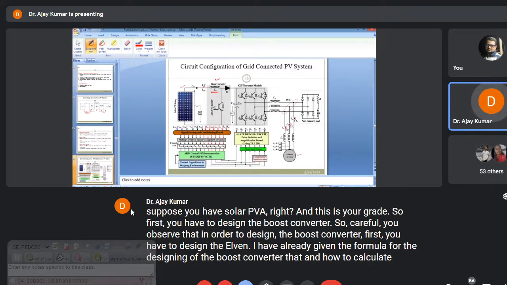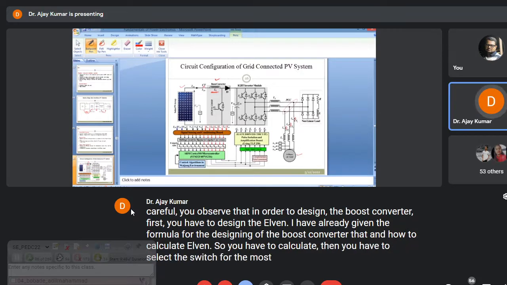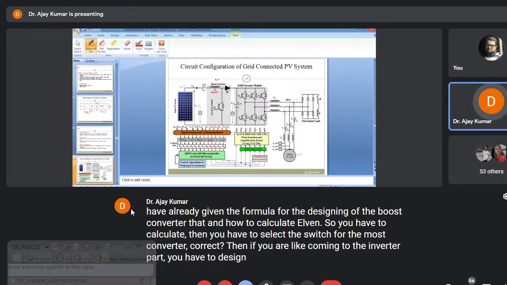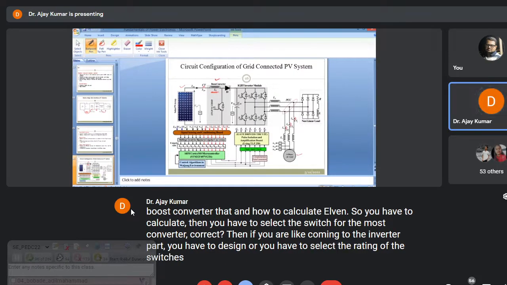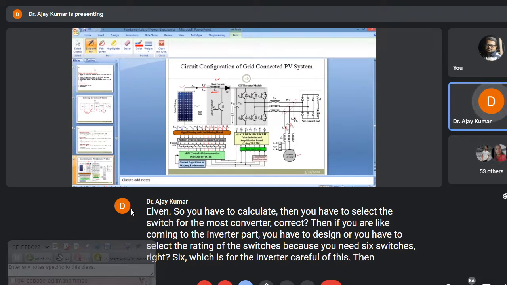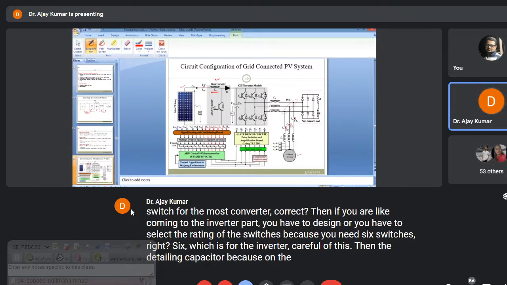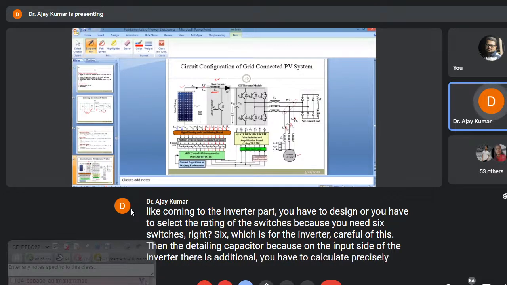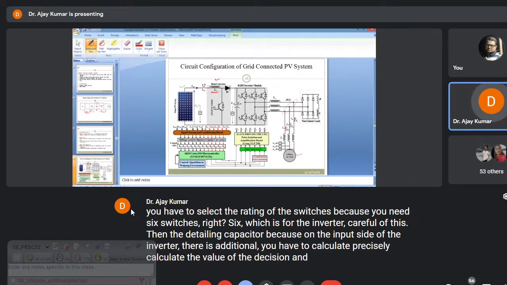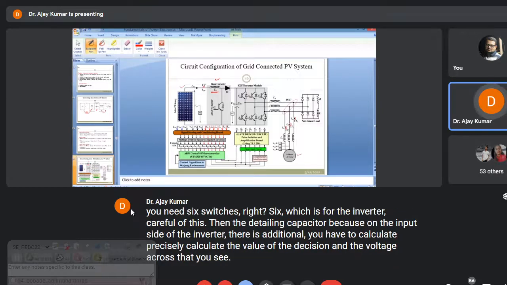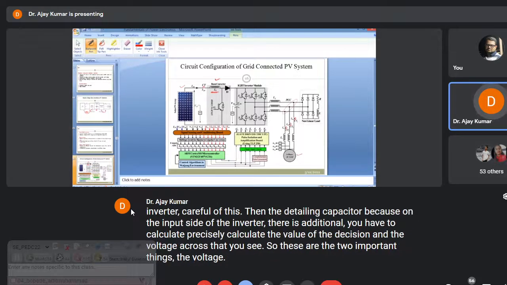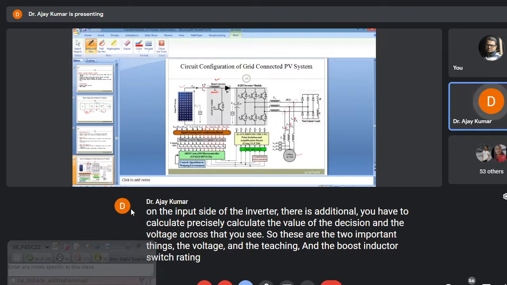Then you have to select the switch for the boost converter, correct? Then, coming to the inverter part, you have to design or select the rating of the switches, because you need 6 switches for the inverter. Carefully observe this. Then the DC link capacitor, because on the input side of the inverter there is a DC link capacitor. You have to precisely calculate the value of the DC link capacitor and the voltage across the DC link. So these are the two important things: the voltage across the DC link and the DC link capacitor, along with the boost inductor and the switch rating of both the inverter and the converter.